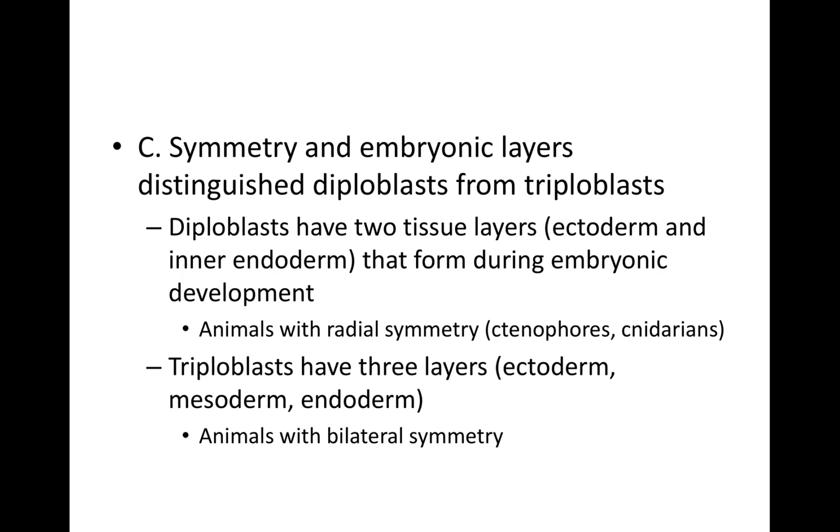So symmetry and embryonic layers have helped us distinguish between diploblast and triploblast. Diploblast just means they have two tissue layers, an ectoderm and an inner endoderm, that forms during embryonic development. And so really, diploblasts are animals that just have radial symmetry, the ctenophores and the cnidarians. Triploblast means they have all three germ layers in the embryonic development, the ectoderm, the mesoderm, and the endoderm. And so this is basically animals with bilateral symmetry.